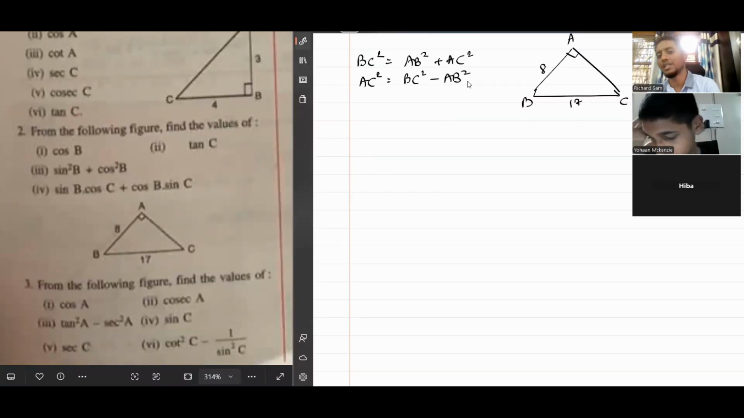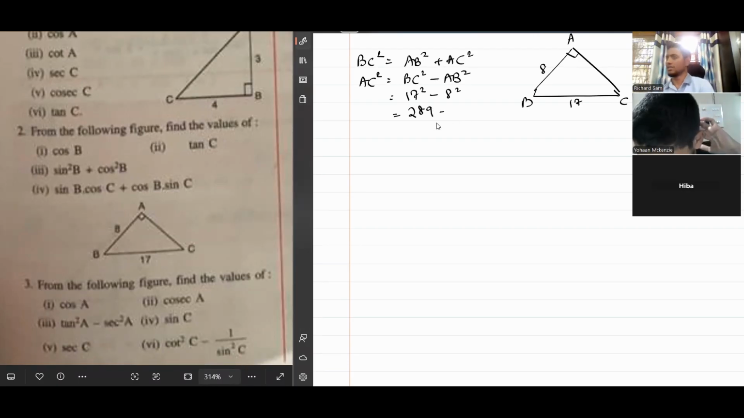Basically hypotenuse minus the other side. AC is not the hypotenuse. So if you're finding any side other than the hypotenuse, you have to do minus. If you have to find the hypotenuse, you have to do plus. So AC square is equal to the hypotenuse minus the other side, that is 17 square minus 8 square. How much is 17 square?